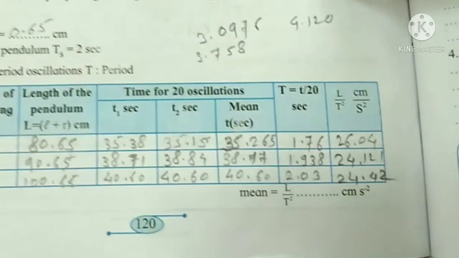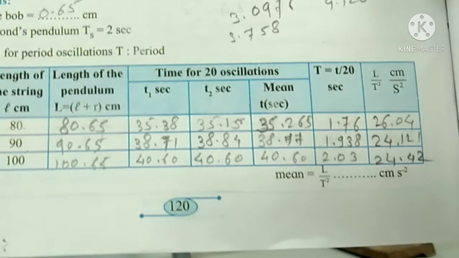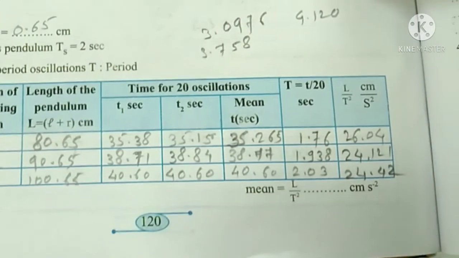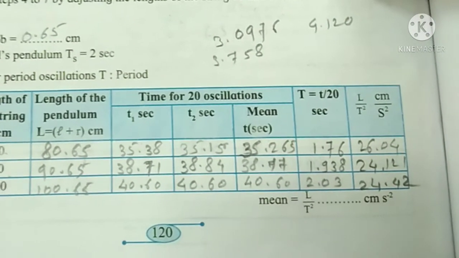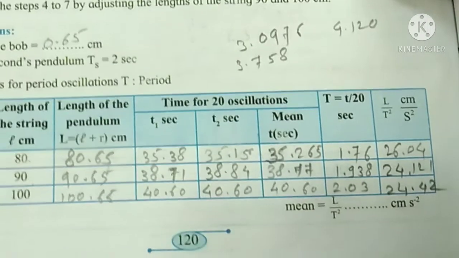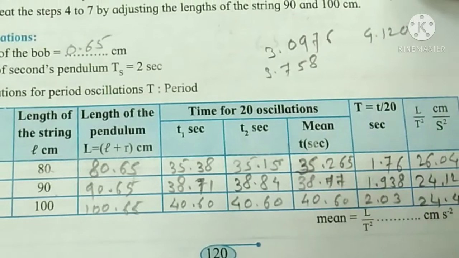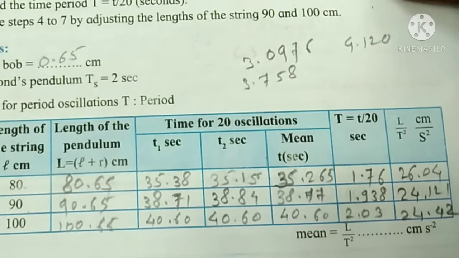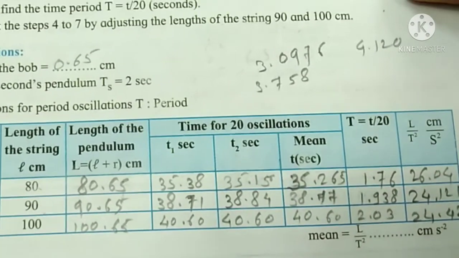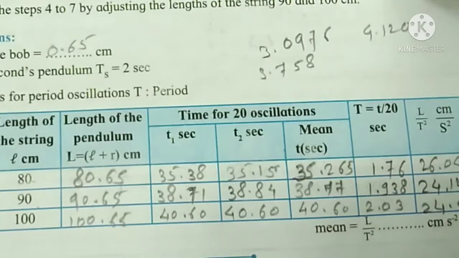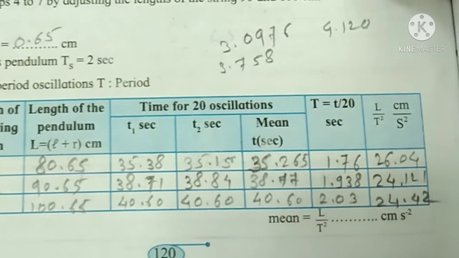We know the definition of the second pendulum. The pendulum having time period of 2 seconds is called the second pendulum. It means that the length of a second pendulum is simply 100 centimeter, that is 1 meter. When we keep the length of the simple pendulum at 1 meter, at that time their time period is 2 seconds, that is second pendulum, right?